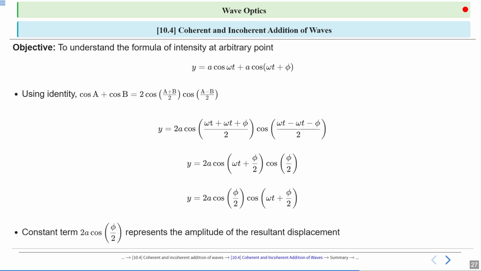So phi is the phase difference, a constant term. It is not time dependent. We are talking about coherent sources, so phi is a constant phase difference. Phi is constant, and amplitude is constant for a wave. So 2A cos(phi by 2) is a constant term that represents the amplitude of the resultant displacement. We have discussed specific cases for which maximum amplitude is 2A and minimum amplitude is 0, but this is the generalized case for any phase difference. So the constant term 2A cos(phi by 2) represents the amplitude of the resultant wave, and cos(omega t plus phi by 2) is a variable term.